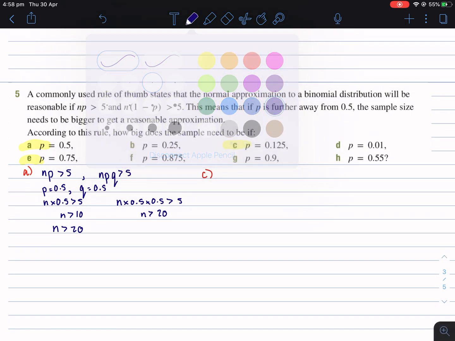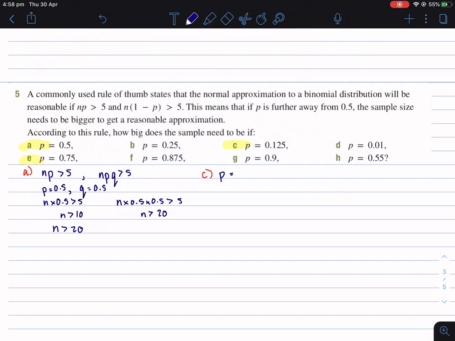Question C. So here p equals 0.125. So q will be 0.875. So n times 0.125 has to be bigger than 5. So n has to be bigger than 5 divided by 0.125, 40. n times 0.125 times 0.875 also has to be bigger than 5. So n has to be bigger than 45.7. So let's say n has to be bigger than 46.